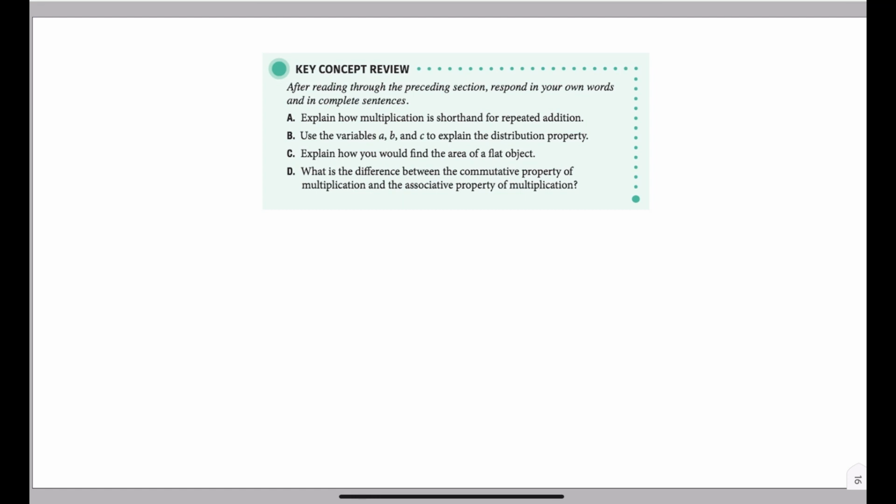Multiplication is shorthand for repeated addition because the multiplication sign, the dot sign, tells us, as in that original example we looked at, how many times to add up the other factor. So in this case, this is equal to 400 plus 400 plus 400 plus 400. In other words, 400 added up 4 times. And so that's the relationship between multiplication and addition, that multiplication is repeated addition.